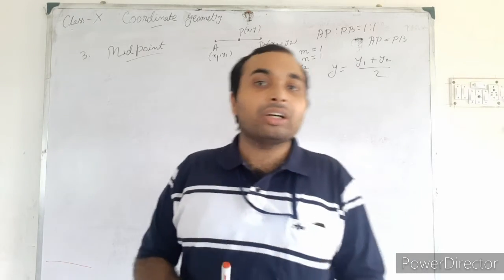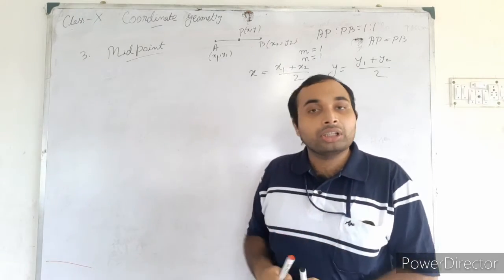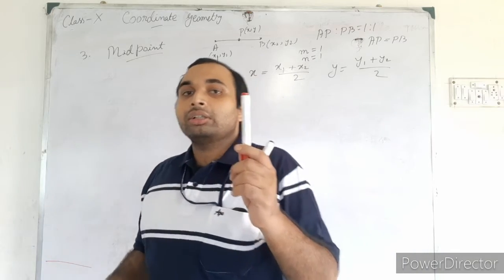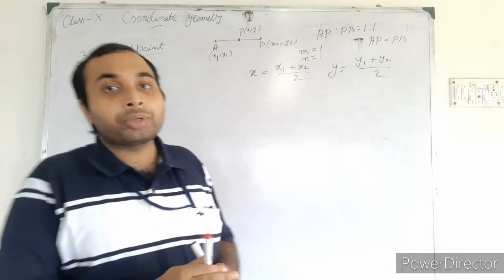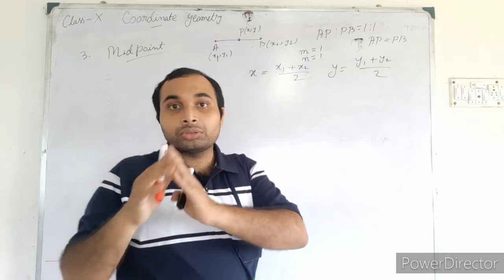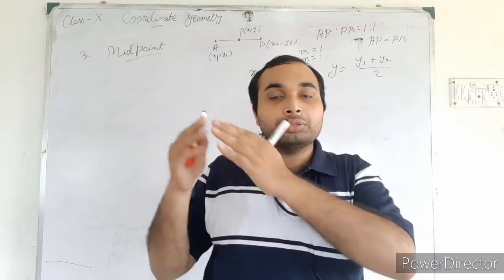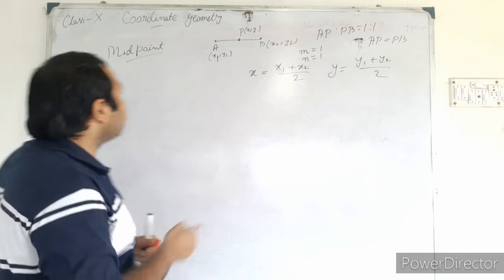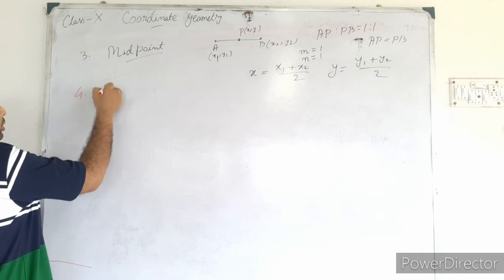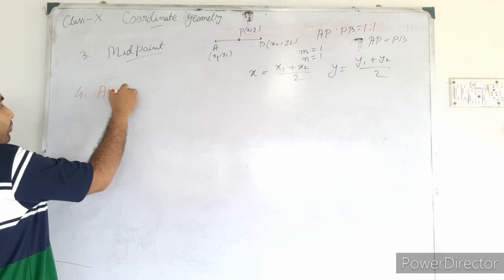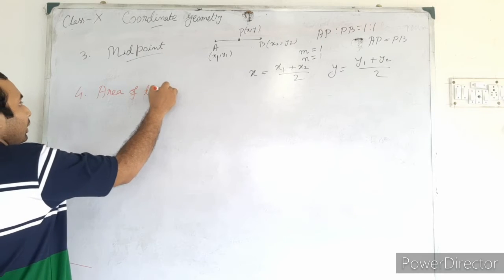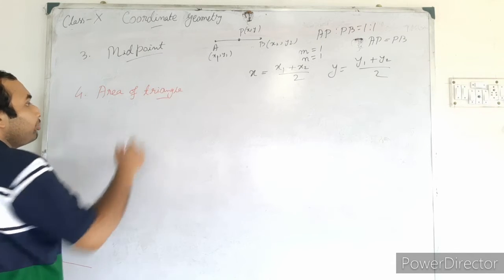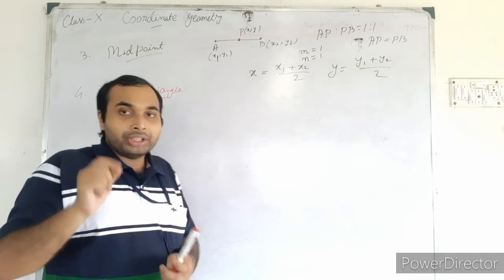Number 4, the area of the triangle. Actually it is not in your syllabus, but mind it is very much important for the students who are taking the standard maths, who will take maths in higher studies. So I am just writing the formula here. Number 4, the area of the triangle, actually made by 3 points.